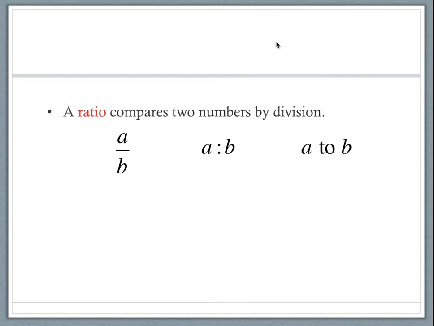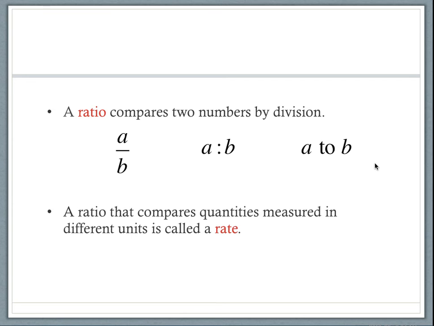A ratio compares two numbers by division. There's 3 ways of doing that. There's A over B, there's A to B, or there's A:B. The colon represents A to B. A ratio that compares quantities measured in different units is called a rate. So ratios have the same unit, rates have different units. We're going to deal with rates today.